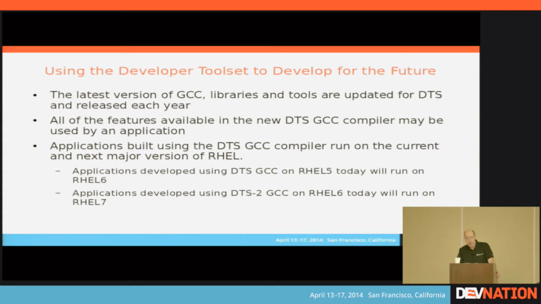So getting into a little more detail, using the developer toolset to develop for the future, we offer the latest version of GCC libraries and tools, and we update the DTS with a major release each year. So we released the original version of the DTS for RHEL 5 and 6 2 years ago, based on GCC 4.7. Last year, we came out with DTS 2, a newer version of the developer toolset, built around GCC 4.8. And later this year, you'll see the next version of the developer toolset developed around GCC 4.9.